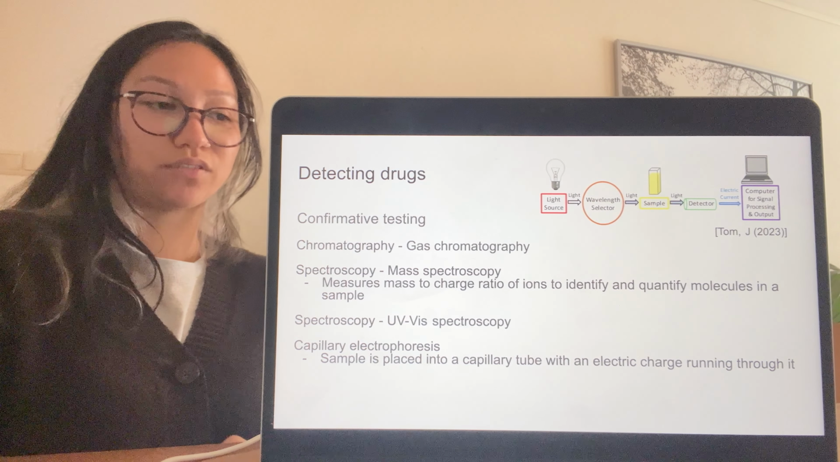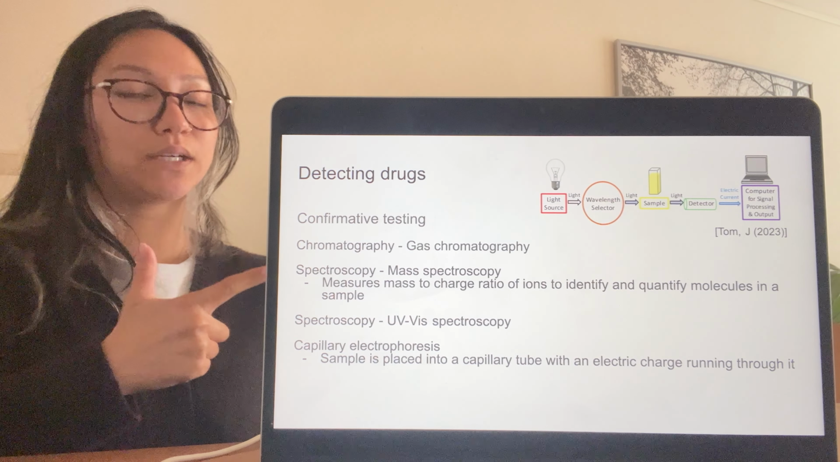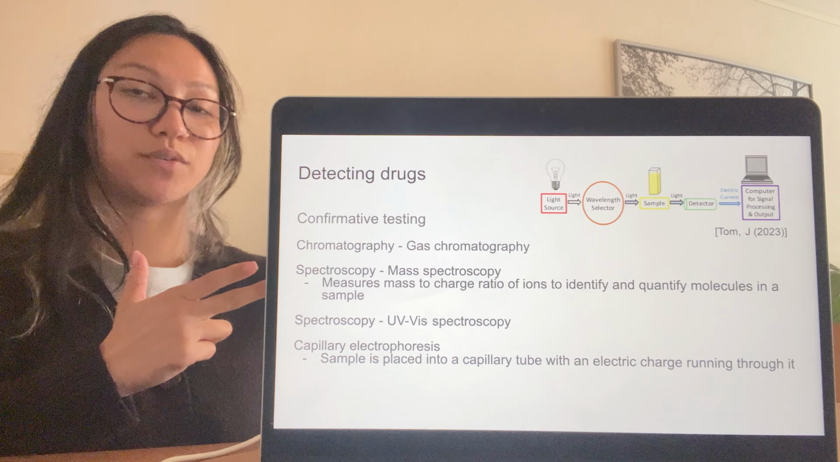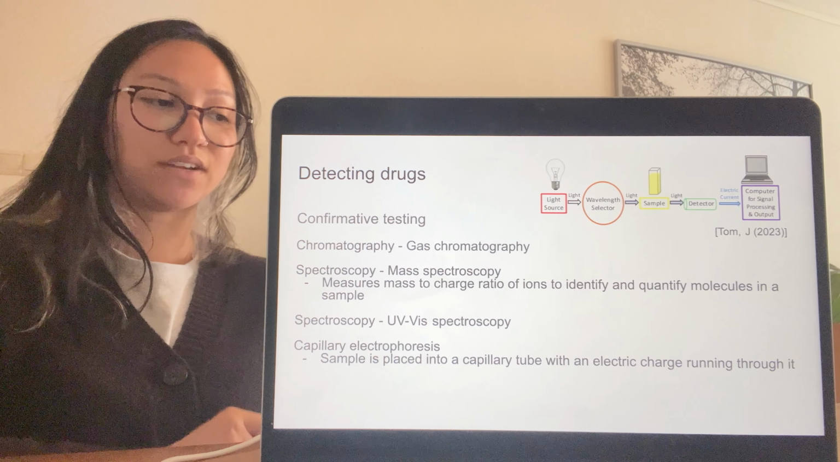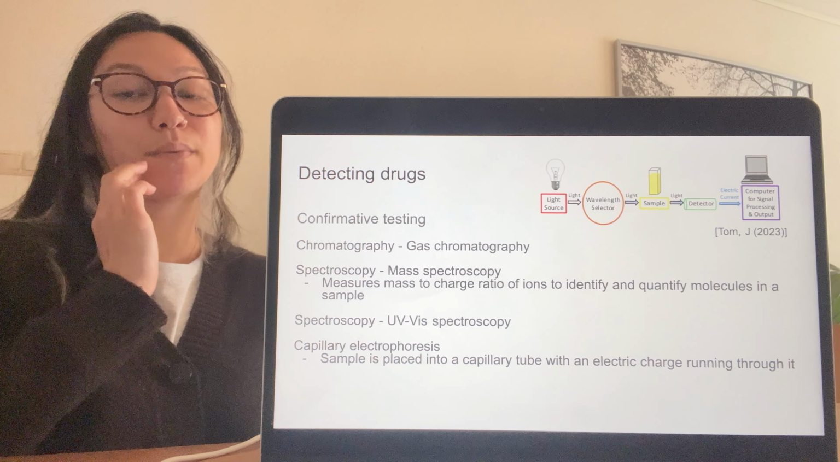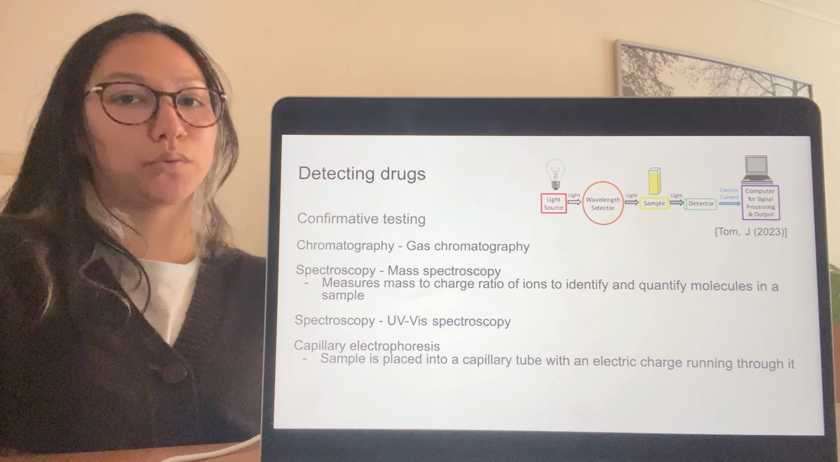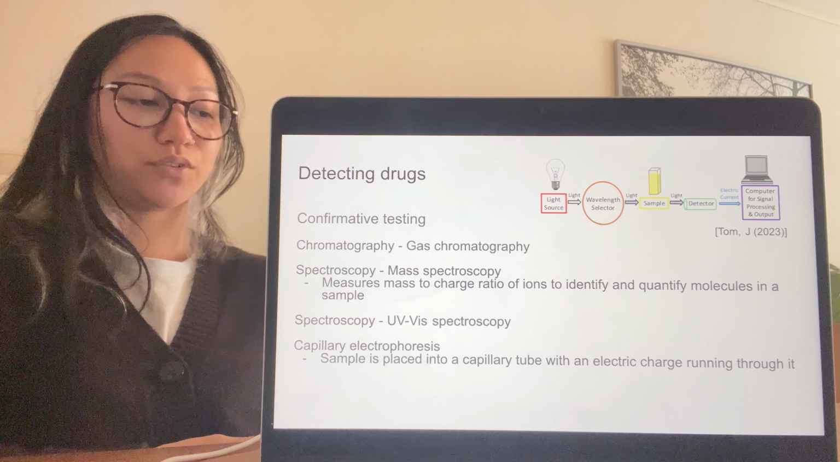And within chromatography, there is gas chromatography, liquid chromatography, and thin layer chromatography. Gas chromatography involves separating components in a mixture by vaporization and passing it through a column.